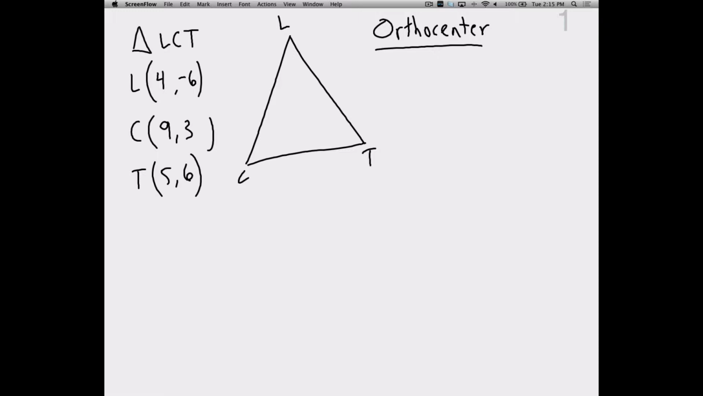Okay, there are 3 of them for this triangle. I'm only going to find 2. Does that make sense why I only need 2? If I've got 3 of them, they're going to intersect at a point, but I really only need 2, so why do extra work? Noah, which 2 do you want to do? L and T.